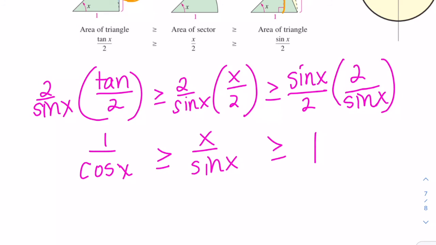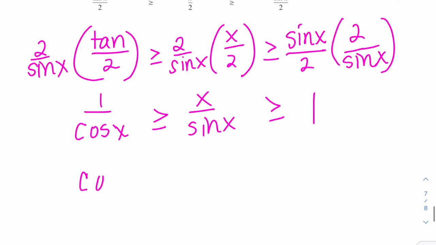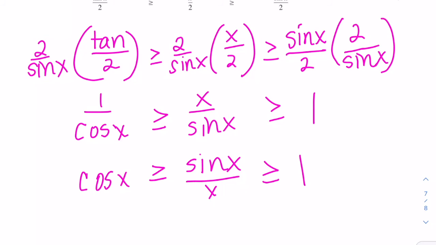Now, if we took the reciprocals of these, we get cosine of x is greater than or equal to sine of x over x, which is greater than or equal to 1. Play with these equations a little bit by taking their reciprocals and reversing the inequalities. We get cosine of x is less than or equal to sine of x over x is less than or equal to 1. So we still want to figure out the limit of this function.